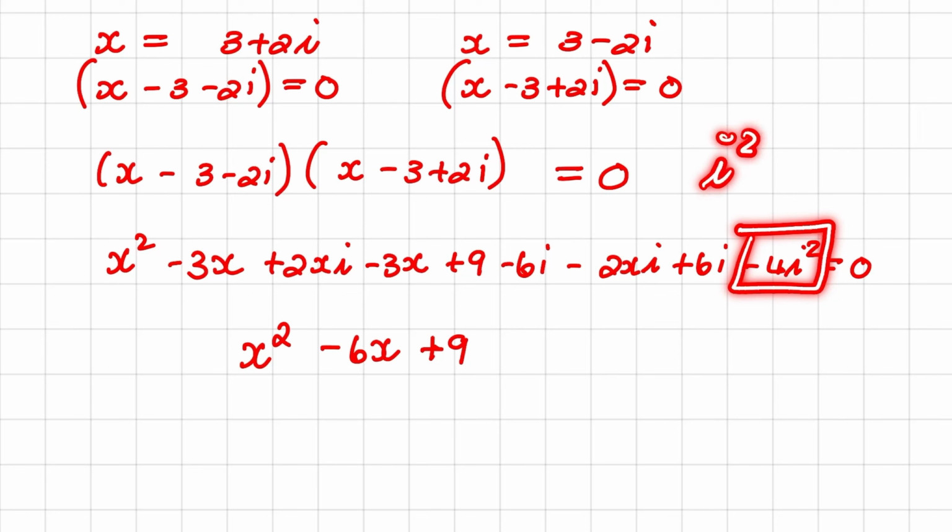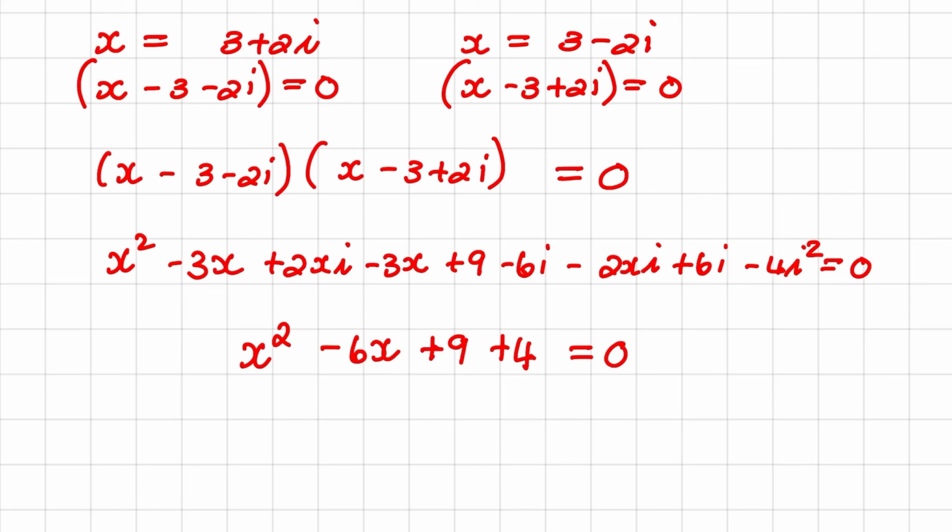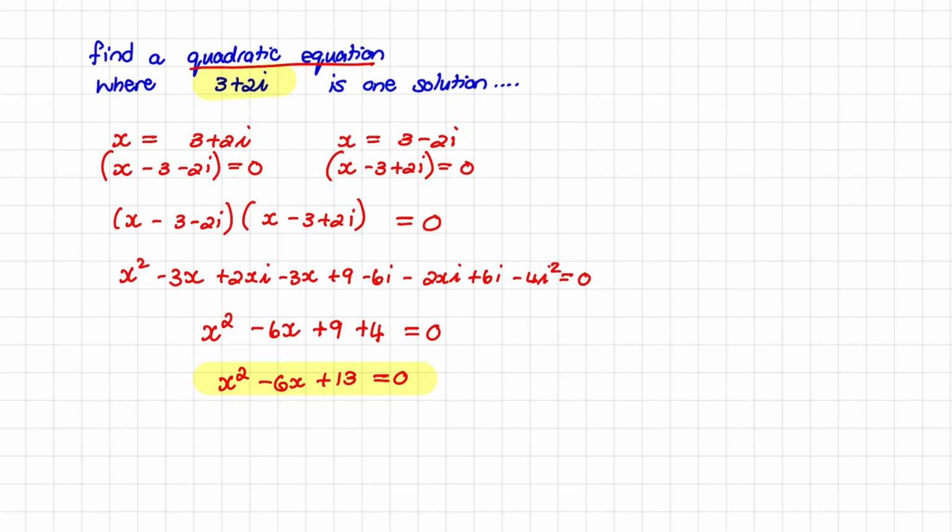But remember that i squared is equal to negative 1. So this term would become positive 4. So we can simply add 4 and set that equal to 0. So if I simplify, we have x squared minus 6x plus 13 equal to 0. And that is a quadratic equation that will have 3 plus 2i as one of the solutions, and the other solution would be 3 minus 2i.